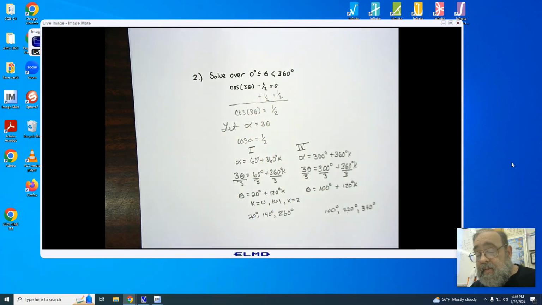Alrighty, Hornets. That was a review working in degree mode of finding multiple solutions with varying rotations or multiple rotations within our domain. I hope this has helped.